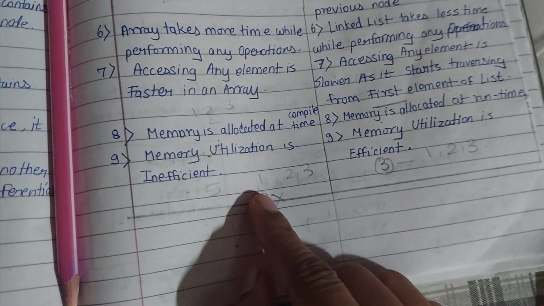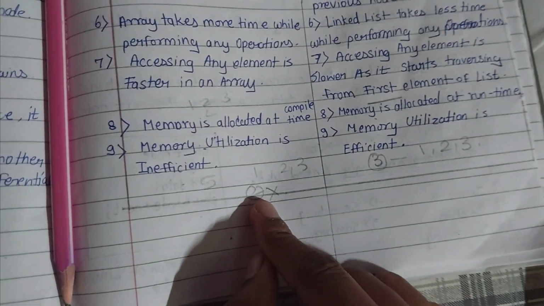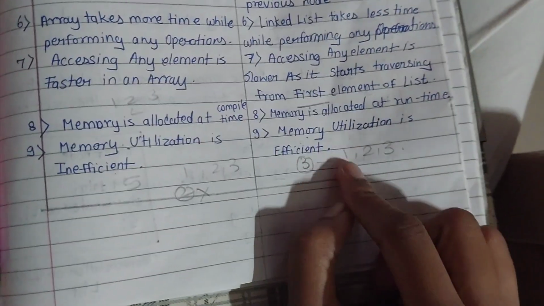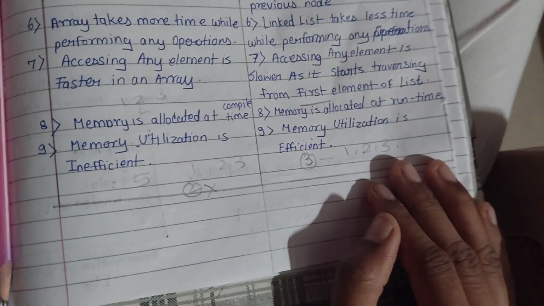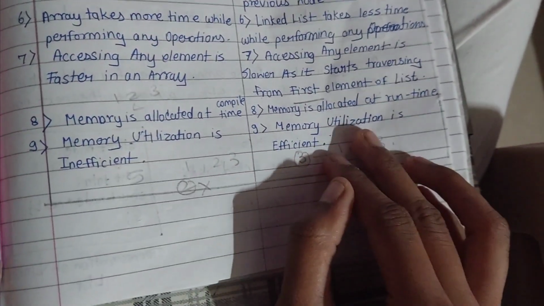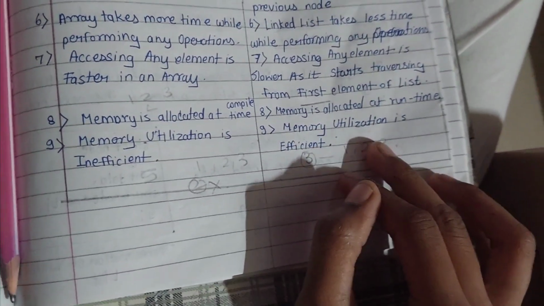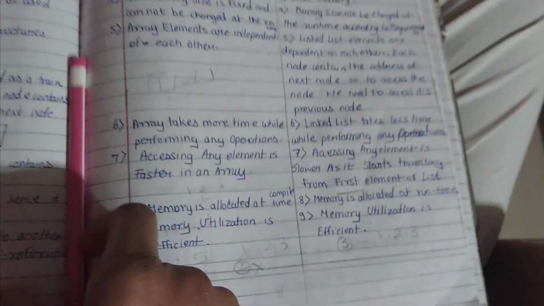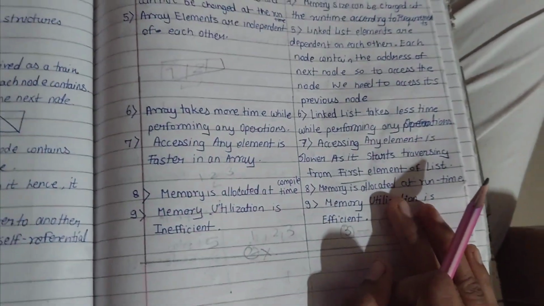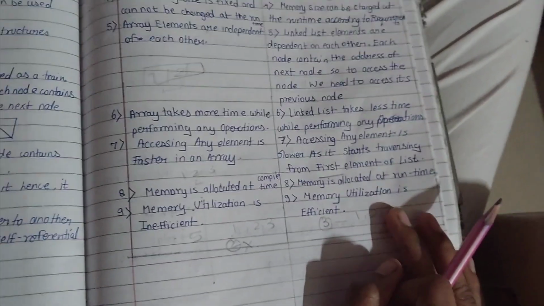In an array we are wasting two extra memory spaces, but in a linked list we are not wasting any space. That's why memory utilization is efficient in a linked list while it is inefficient in an array. That's why the linked list is more useful and widely used in data structures. So this is the concept of linked list.